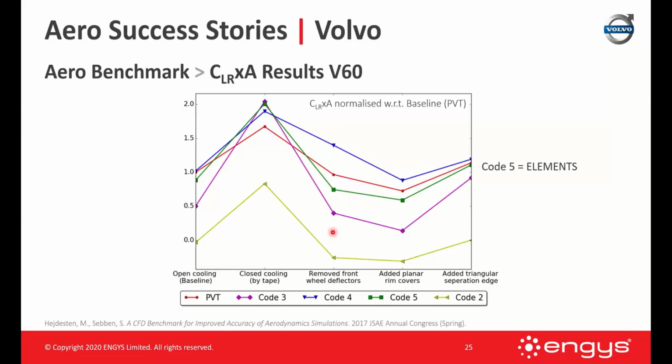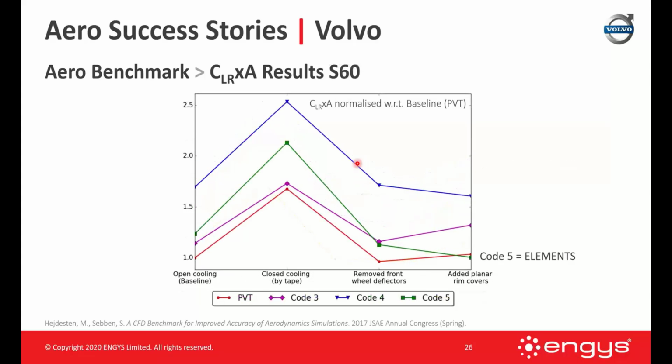There's similar comparisons with rear lift for each vehicle. Here we've got experimental results on the red line. We've got the green line, which is Elements. Here we have a little bit of over prediction on the rear lift for the S60 for Elements, but the trend, the direction was fairly accurately predicted.